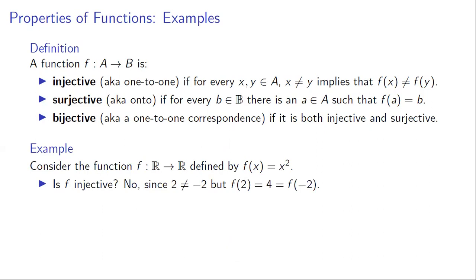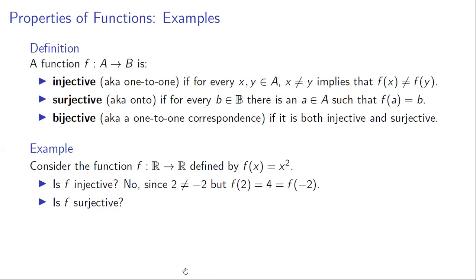So what do you have here? You have 2 different inputs, 2 and -2, that both lead to the same output. So that violates the injective property. The injective property says if you have 2 different inputs, they cannot go to the same output. If x is not equal to y, then f of x cannot be equal to f of y. But here x and y are not the same. 2 is not equal to -2, and yet f of 2 is equal to f of -2. So f is not injective.